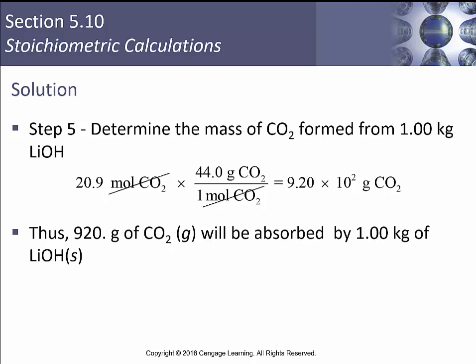Step 5, determine the mass of carbon dioxide formed from the 1 kilogram of lithium hydroxide. We know how many moles of carbon dioxide we've got. We're going to multiply by the molar mass, 40 grams per mole. Our moles of carbon dioxide cancel out. We get 9.2 times 10 to the 2, or 920 grams of carbon dioxide. 920 grams of carbon dioxide will be absorbed by 1 kilogram of lithium hydroxide.